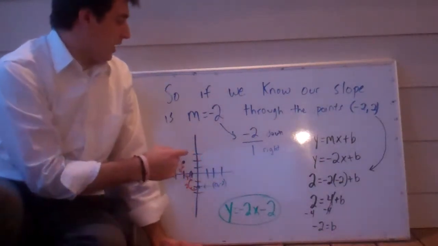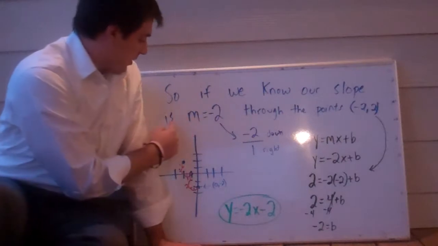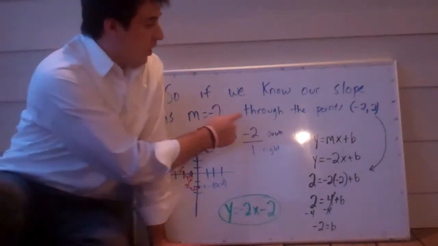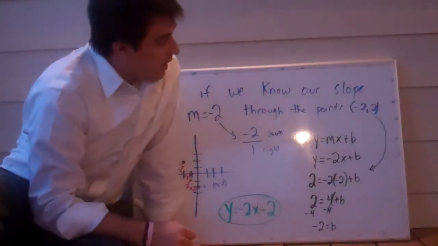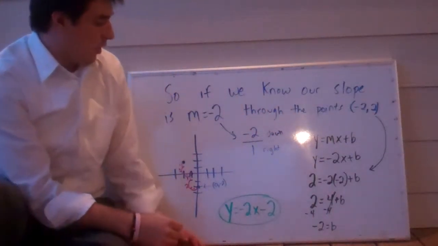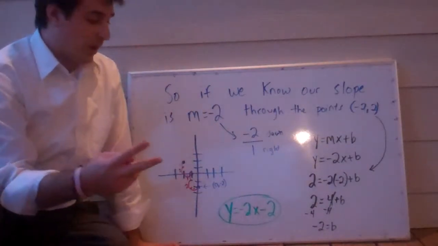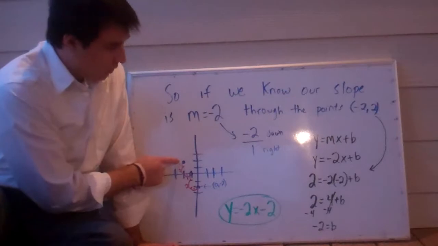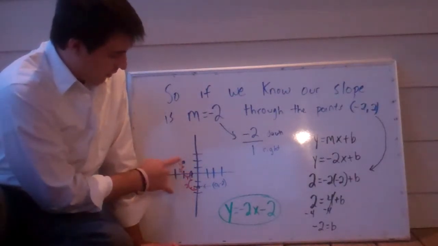So this problem right here states that our slope is m equals -2, through the point -2, 2. First off, I did this two different ways. I graphed it right here. So by graphing it, -2, 2, so left 2, up 2.